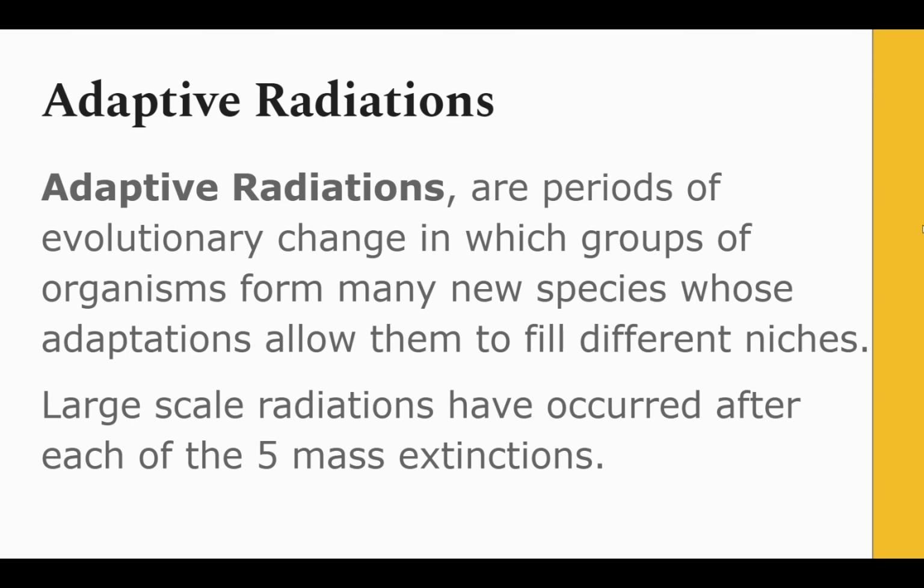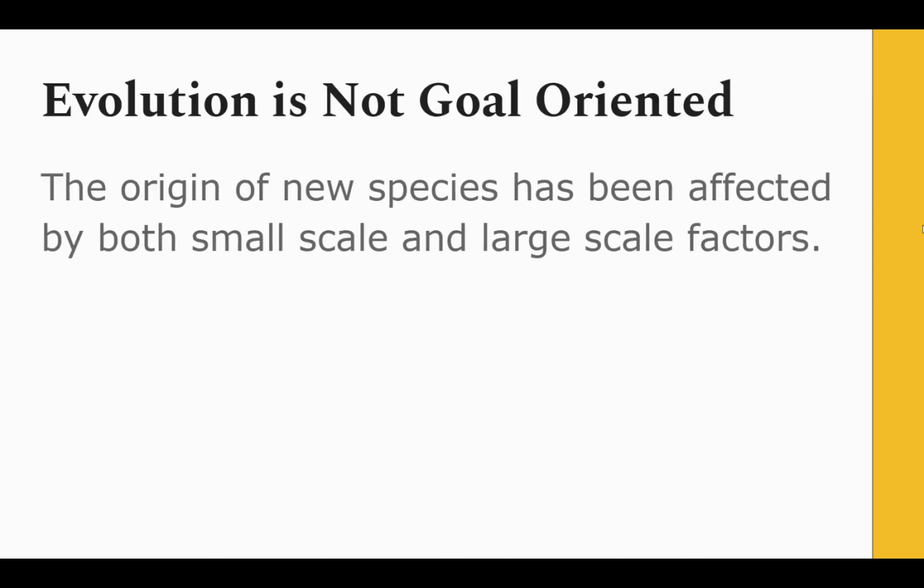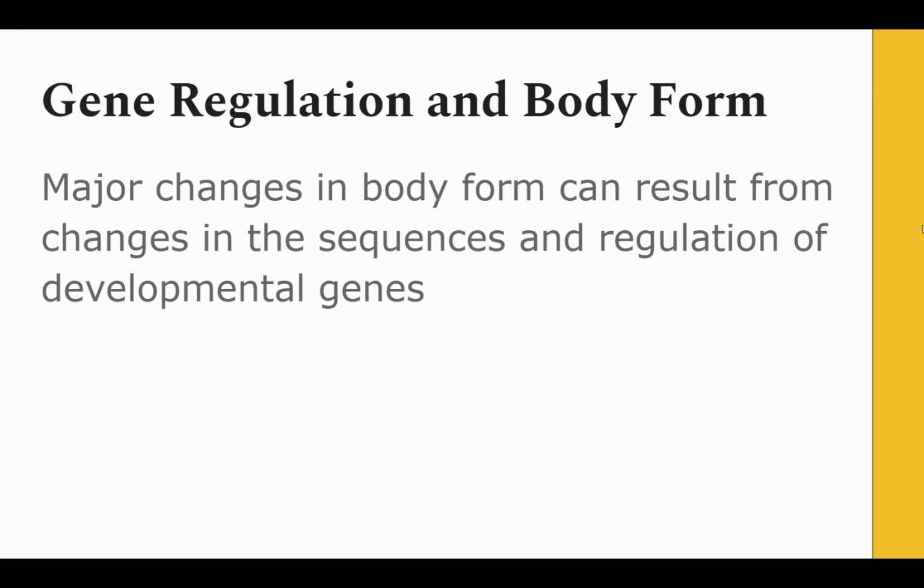So, adaptive radiations. One of the most common examples of adaptive radiations are Darwin's finches, right? With one founder species, and over time, as they filled different niches, right, they developed into different species through the process of speciation. So that is a kind of small scale version of what happened after each of these mass extinctions. Okay, two more. Nothing super crazy.